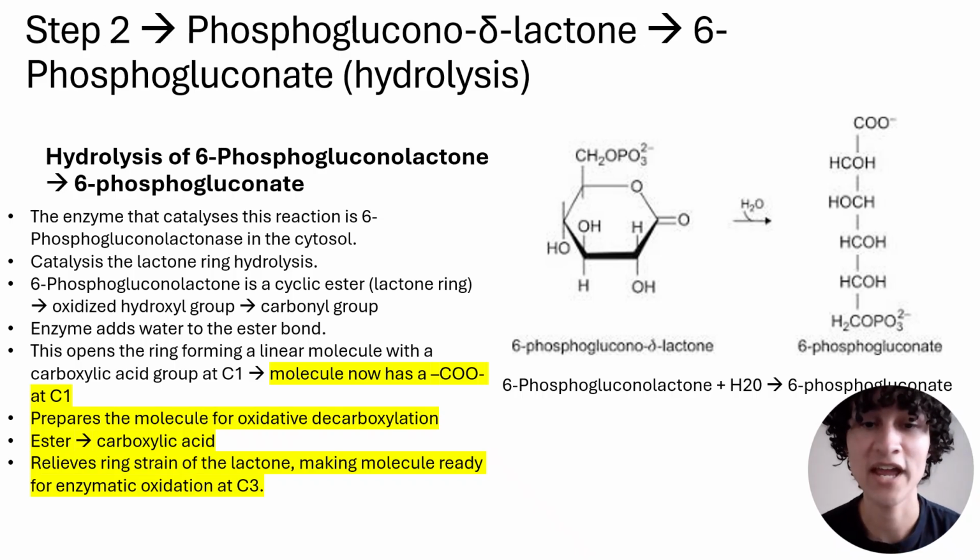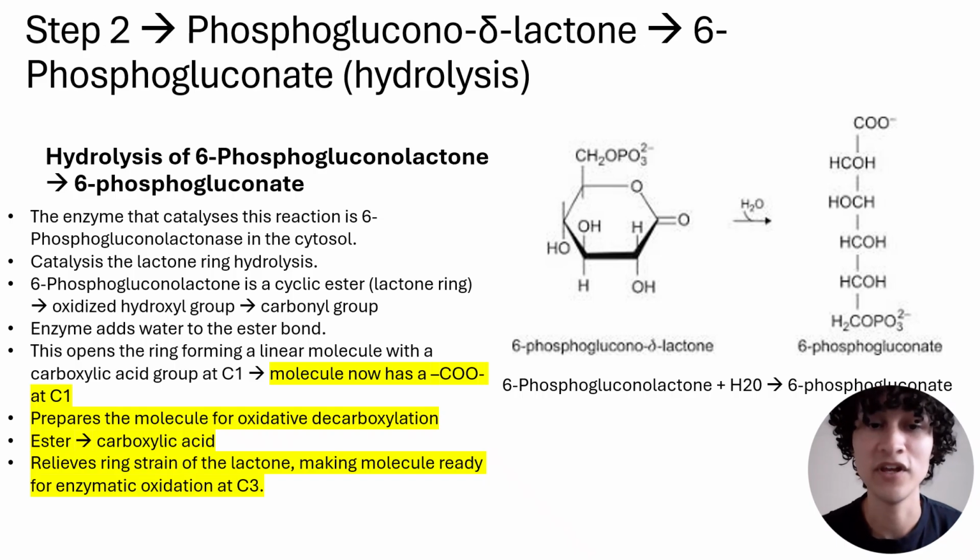Now, this change, this rearrangement of electron distribution, essentially causes that lactone ring to form a linear molecule. So that ring is broken. Entropically we now favor that linear state rather than our cyclic state. Now the formation of this carboxyl group primes it for oxidative decarboxylation.